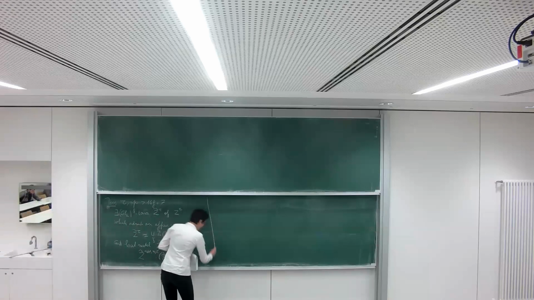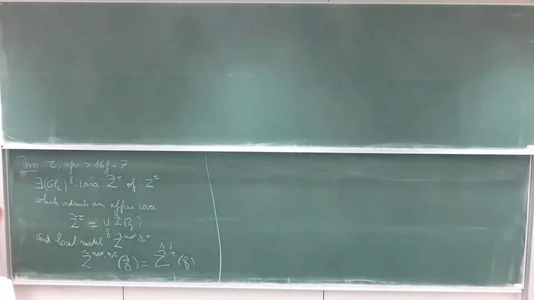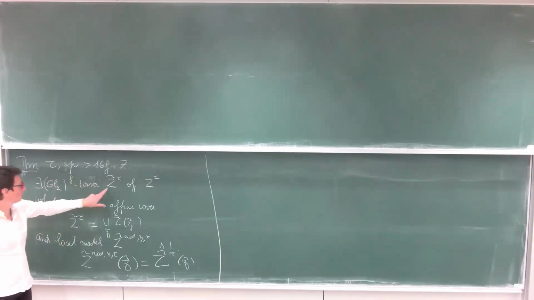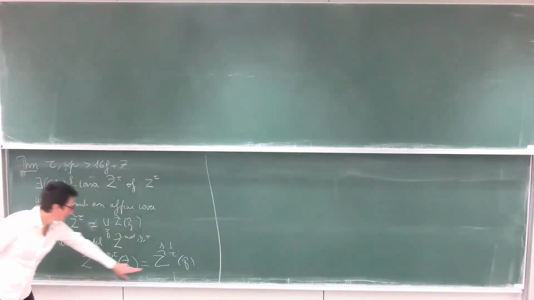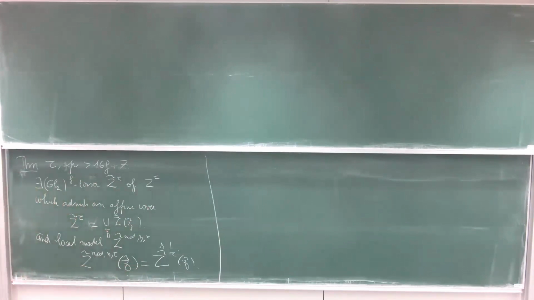Thank you. So I just rewrite the statement. In fact, take a non-scalar tame inertial type, take T big enough, then there is a G2 torsor of the Moufang stack, such an open cover, such that we have an explicit model on each chart.